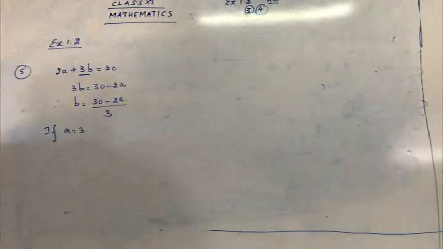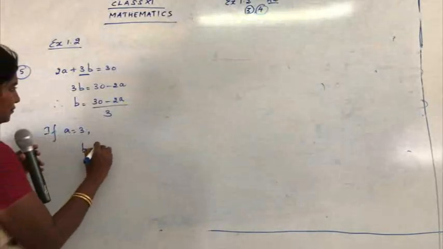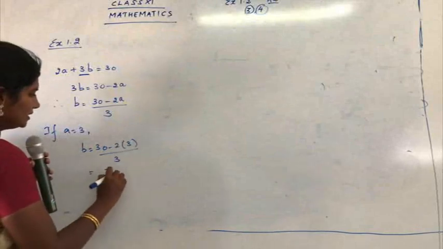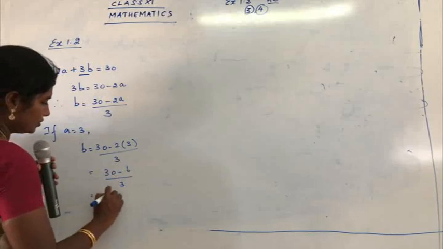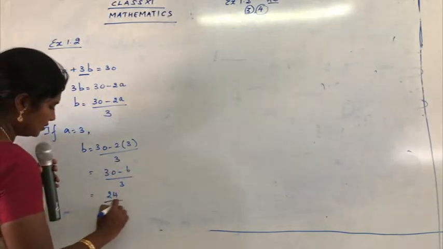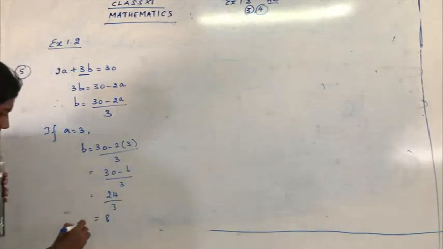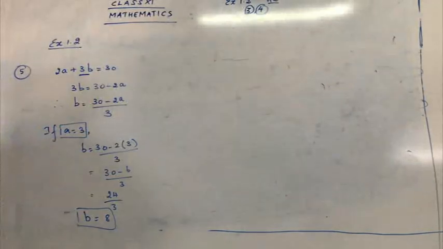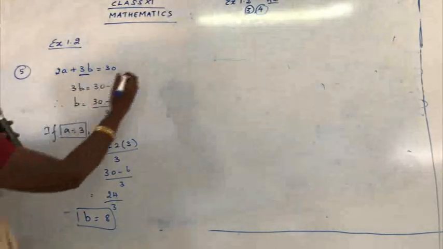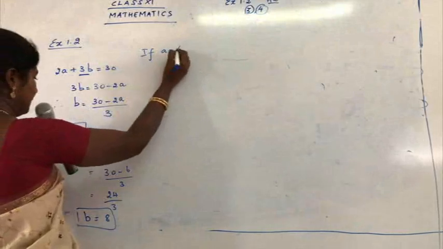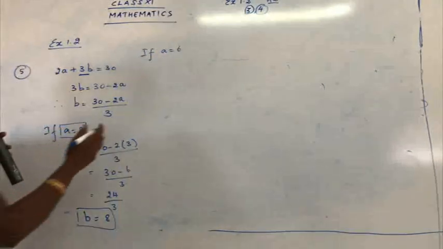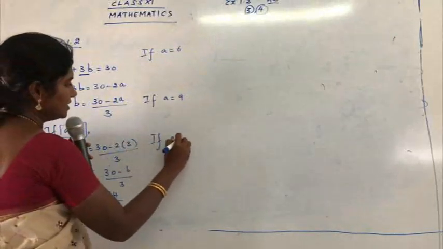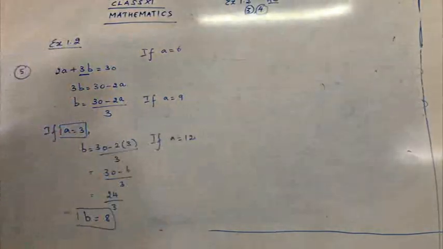So if a is equal to 3, b is equal to (30 minus 2 into 3) upon 3, 30 minus 6 upon 3. So 24 upon 3 is equal to 8. So b is equal to 8. So if A is equal to 3, B is equal to 8. The next number I told you to choose, A is equal to 6. Try it for A is equal to 6. Similarly, try if A is equal to 9. Similarly, try if A is equal to 12, and get me the answer.